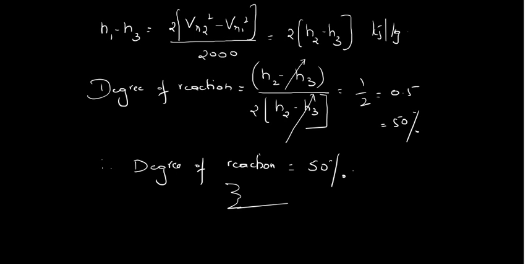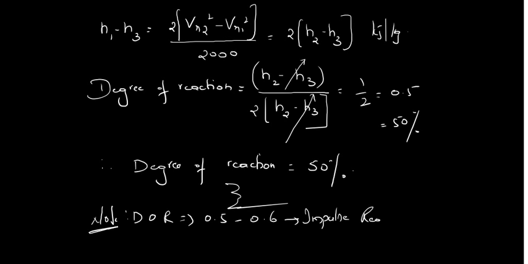What is the condition here now? You can write it as a note. If the degree of reaction ranges from 0.5 to 0.6, we call the turbine an impulse reaction turbine. Right? Am I clear now? Now we will look at the next relation.